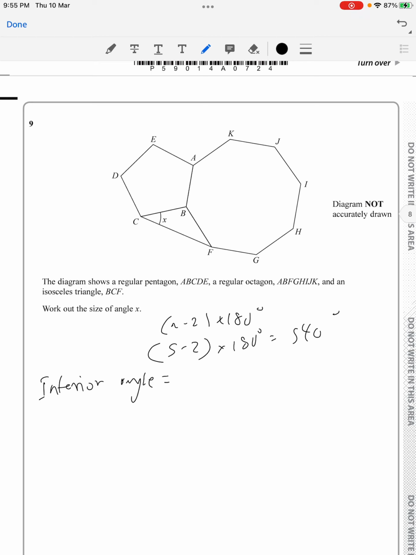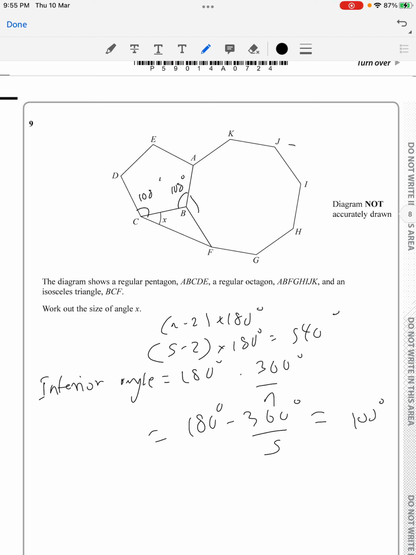Remember this formula. Interior angle is equal to 180 minus 360 divided by n. You can do it either way if you want to find out the interior angle. So 180 minus 360 divided by 5 sides of a pentagon. You can directly find out your interior angle for the pentagon, so it's 108. So for this pentagon, you have 108. So all you need to do is just label where this 108 could be.